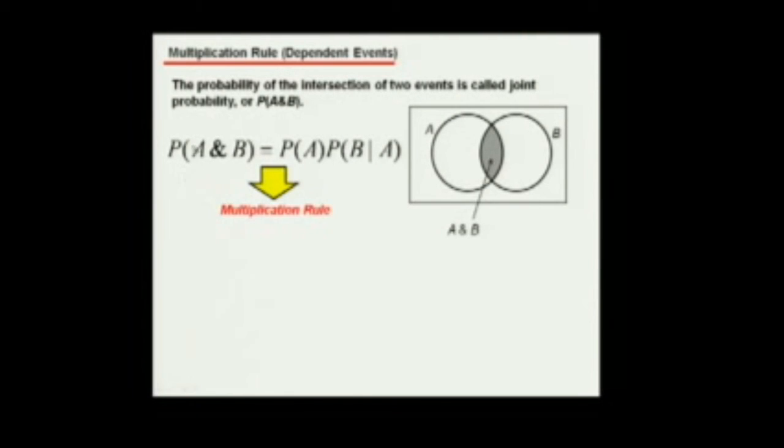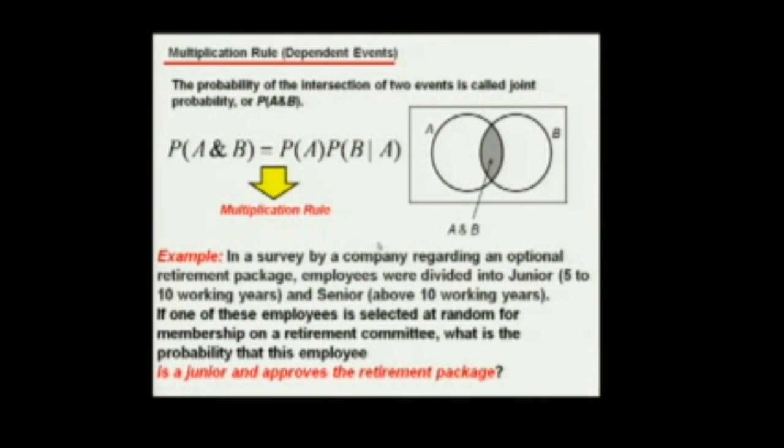That is dependent events. Finally, the multiplication rule. We multiply to get the probability of A and B, which is the coexistent probability that we mentioned many times. For dependent events, if the two events A and B are dependent, it can be determined from P(A) times P(B given A). That is the multiplication rule.